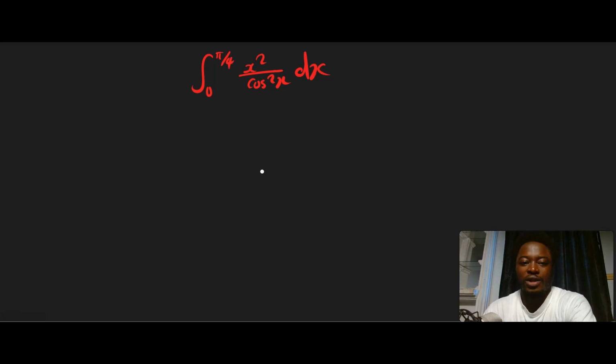So today in this video we're going to try to find this beautiful integral in closed form. It says integral from 0 to pi over 4 of x squared over cosine squared x dx.